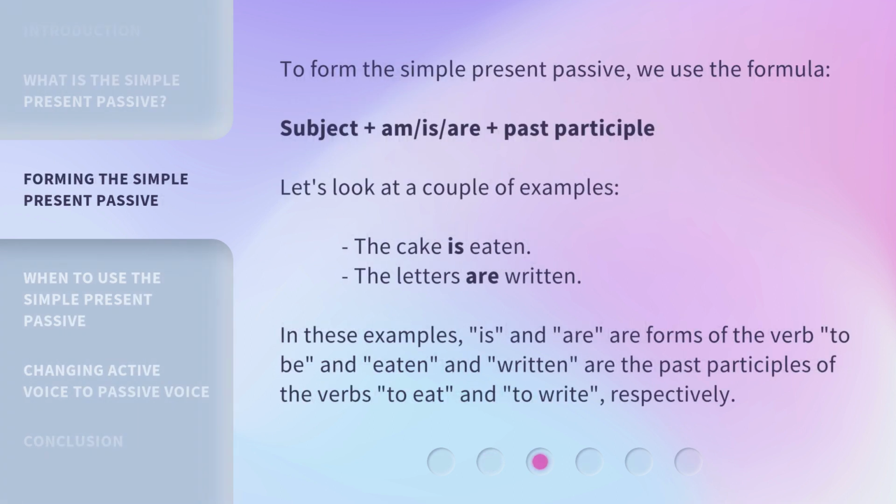To form the simple present passive, we use the formula subject plus am, is, are plus past participle. Let's look at a couple of examples. The cake is eaten. The letters are written. In these examples, is and are forms of the verb to be, and eaten and written are the past participles of the verbs to eat and to write, respectively.